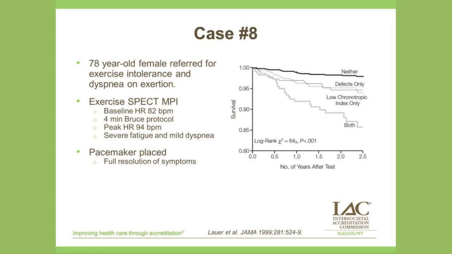Case number 8, a 78-year-old female referred for exercise intolerance and dyspnea on exertion. She underwent an exercise SPECT MPI. At baseline, she has a heart rate of 82, and after 4 minutes of Bruce protocol, she has only increased her peak heart rate to 94, and at that point she had severe fatigue and mild dyspnea. And so this patient was found to have chronotropic incompetence, and a pacemaker was placed with full resolution of her symptoms.